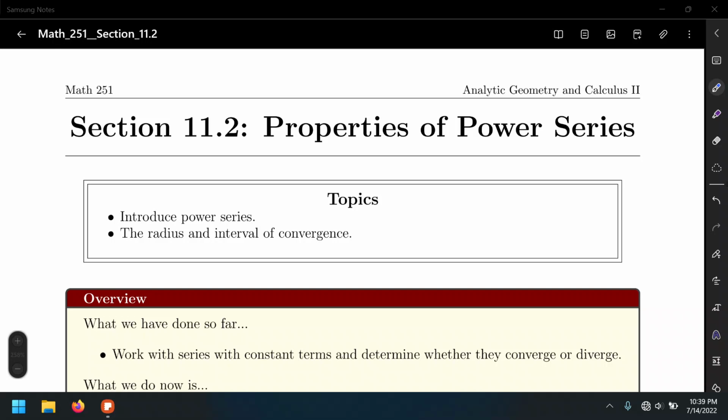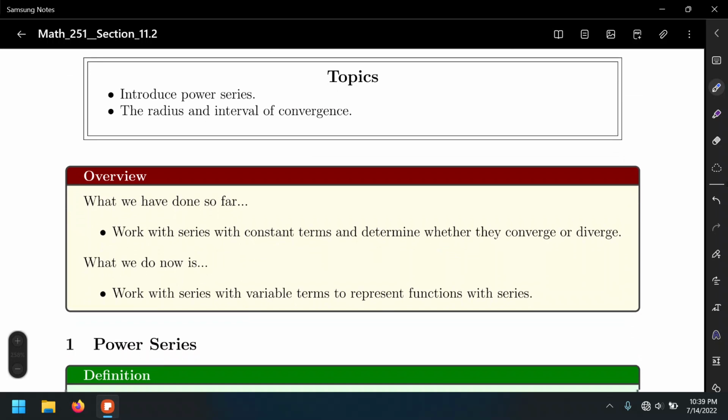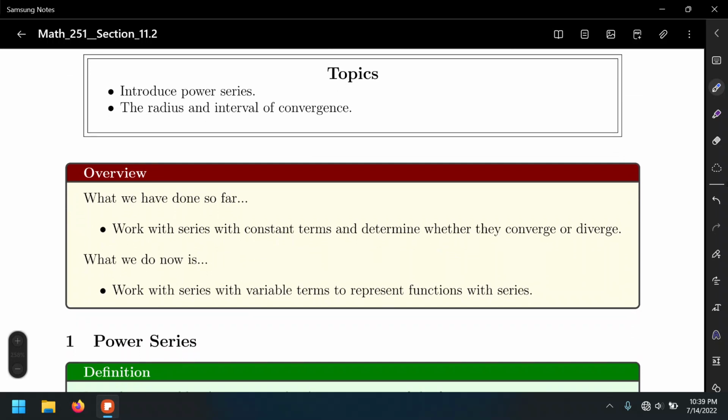So for section 11.2, properties of power series. In this section, we will introduce power series and we will find the radius and interval of convergence.